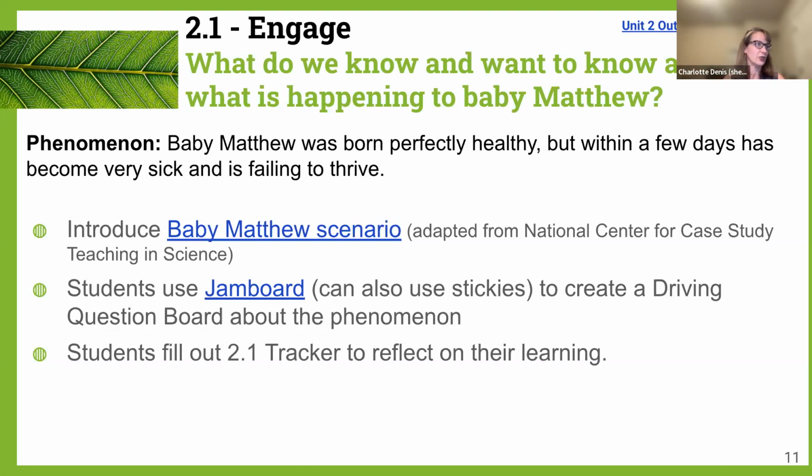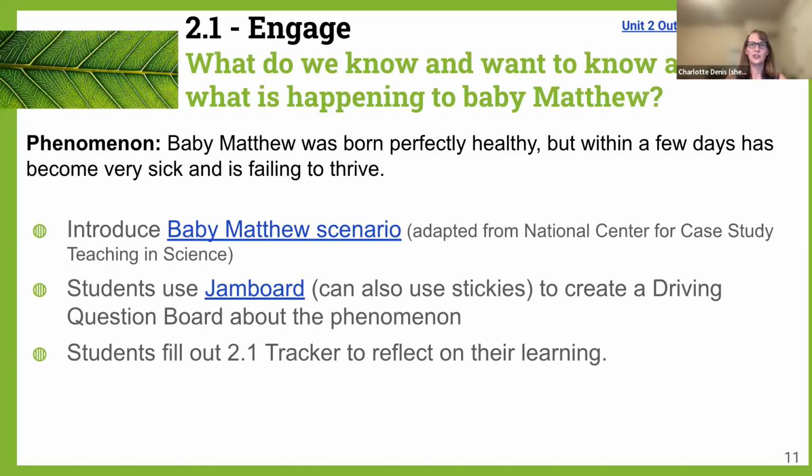So I really like to do the driving question board. If we do them on stickies, I do them on poster paper in the classroom, and I keep those up. I have one for each class, and we're able to group them and try to get answers to as many of those driving questions as possible.